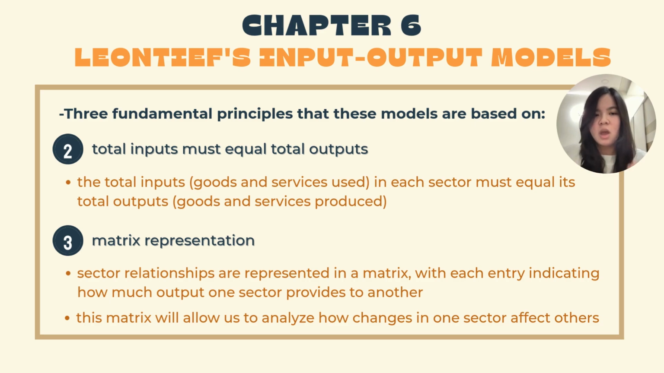The second principle is that the total inputs, which are also known as the goods and services consumed by industries, must be equal to the total outputs of the goods and services produced by those industries. And finally, the third principle is the matrix representation.